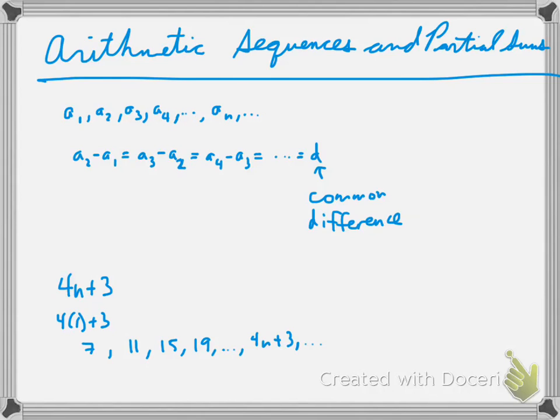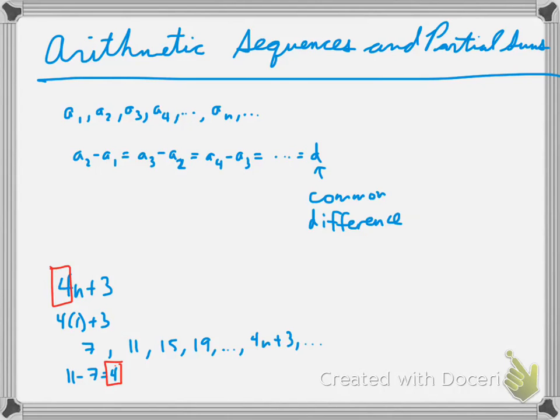But you'll notice the difference between them, 11 minus 7, is 4. So you'll notice that 4, the common difference, is the same as the number that I multiply n by first. So that's one quick way to start off writing your nth term. Whatever your common difference is, that's what you multiply by.